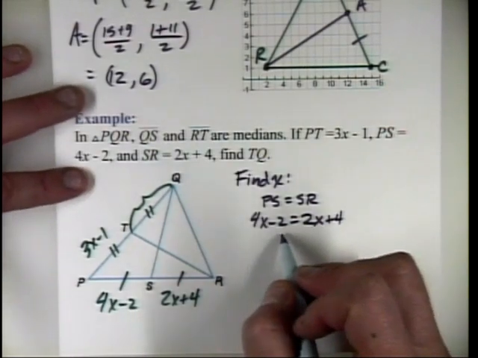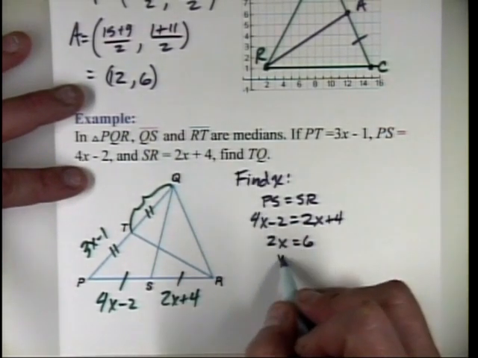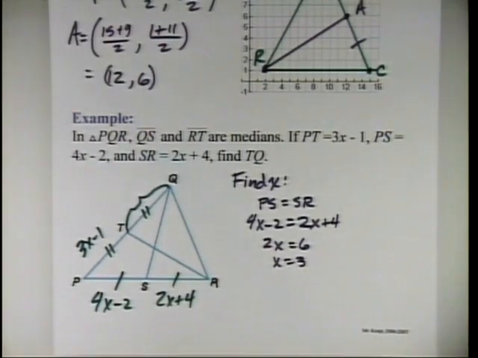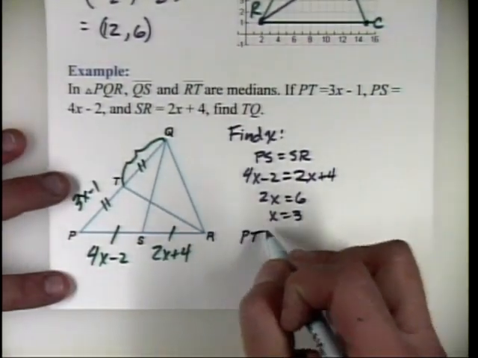Subtracting 2x from both sides, I get 2x. Adding 2 to both sides, I get 6. So I know x is equal to 3. Now I know that x is equal to 3, I can find out what the measure of segment PT is.